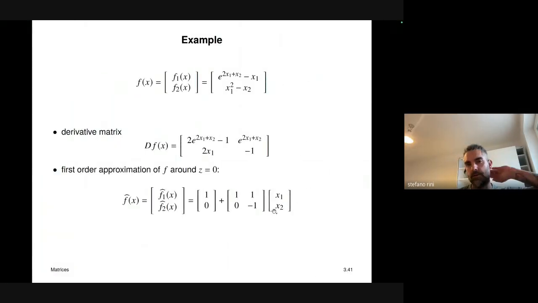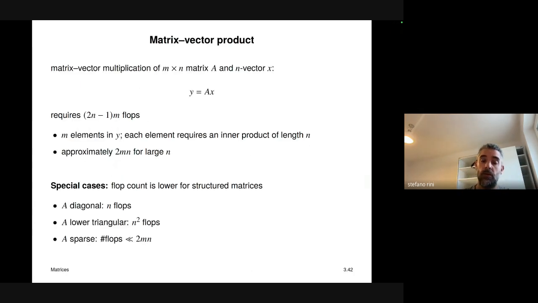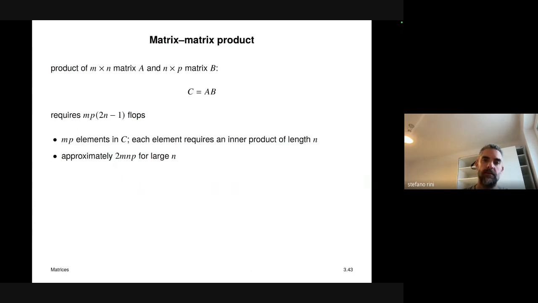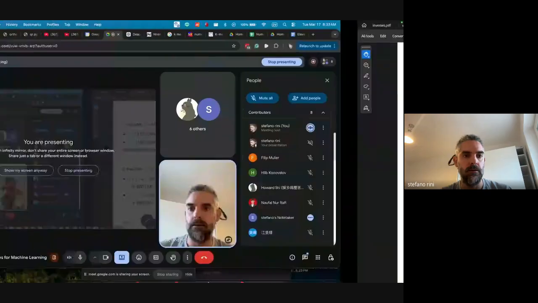We're almost done. So now we have this derivative, and then we do the complex case. We can have complex matrices, complex functions, and that's it. Okay, very good, guys. I think we go ahead.